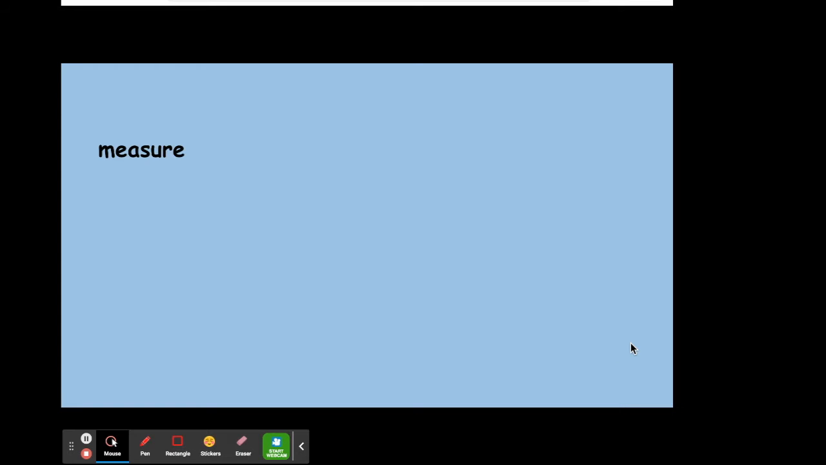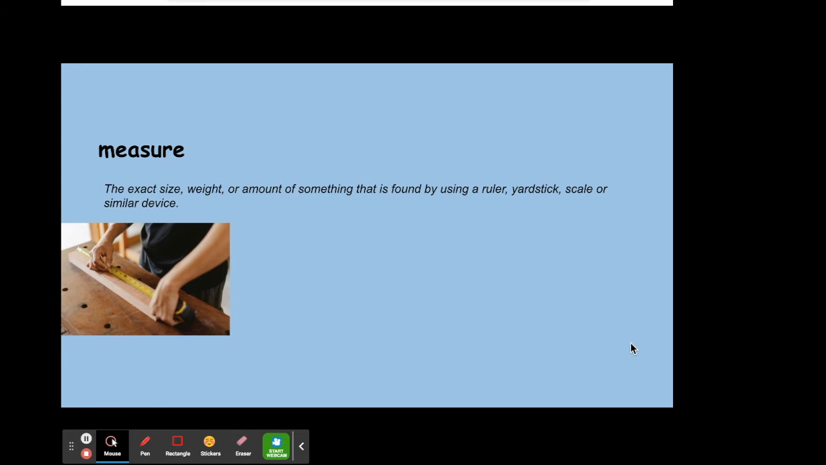The word measure, it means the exact size, weight, or amount of something that is found by using a ruler, yardstick, scale, or similar device. I see people measure for different reasons. Construction workers measure pieces of materials such as wood when they are building a house or any other structure. This is important to make sure that all pieces are the correct size so that the building is steady and strong.